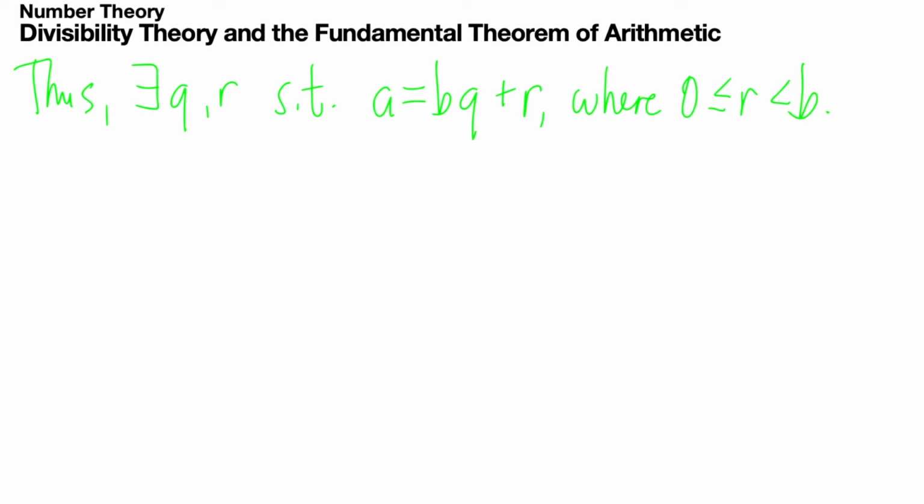So we have said that there exist Q and R of this form where R is strictly less than B but greater than or equal to 0. I think we can end our video on this existence proof for now.